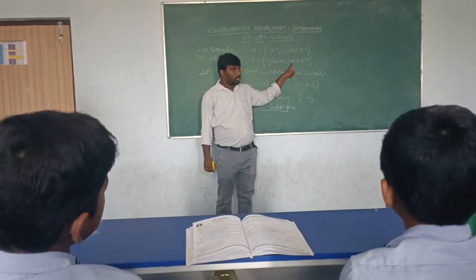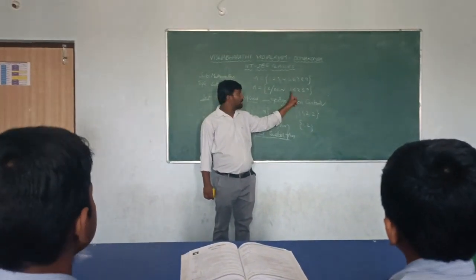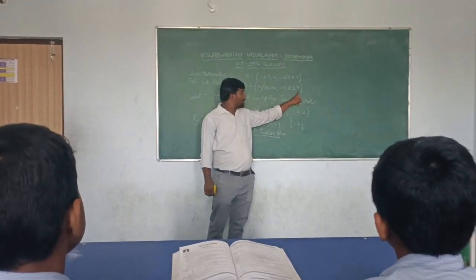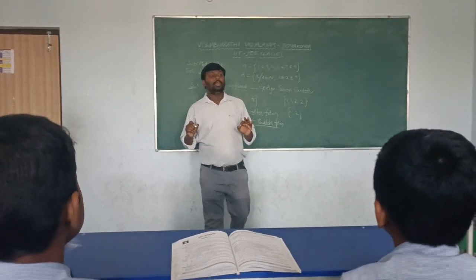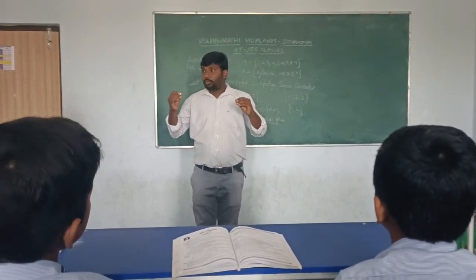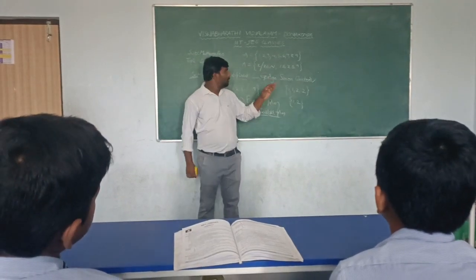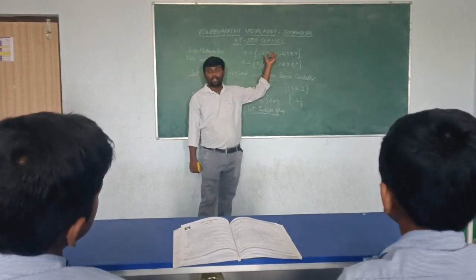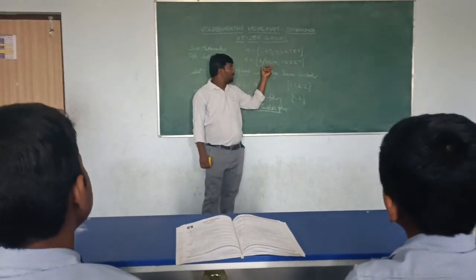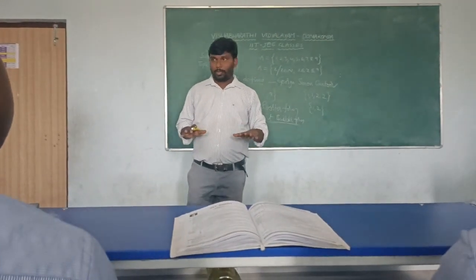x is greater than or equal to 1, so it is more than 1 and less than 9, and equal to also there. Get the point? The x value is greater than or equal to 1 and less than or equal to 9. This is what we have represented, the same set. Whatever we have represented in the roster form, we have represented in the set builder form. And now we will go on to another one.